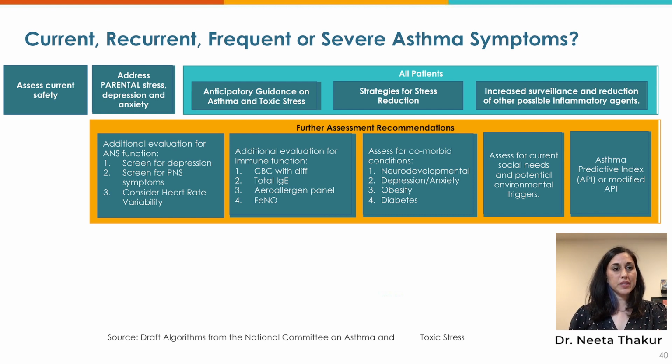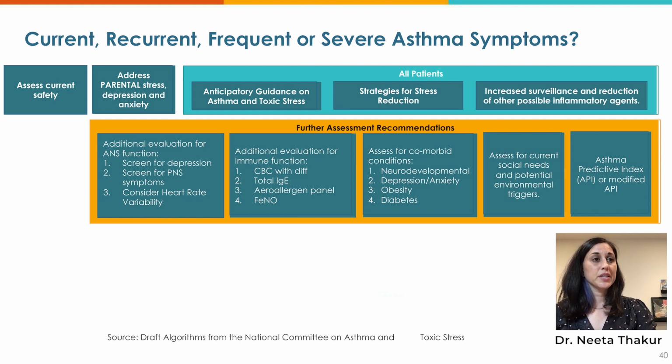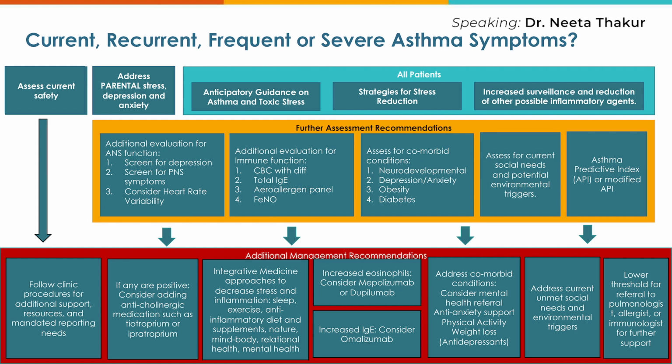Here are some assessment recommendations for screening for downstream impacts of chronic stress. So looking for autonomic system dysfunction, looking across the immune system, and assessing for comorbid conditions that are associated with toxic stress. In addition to this, also assessing for current social needs and potential environmental triggers. In addition to these assessments, the management recommendations are outlined here. For anything that comes up through the ACEs screening or for other adversities, following current protocols on reporting and providing additional supports is necessary.